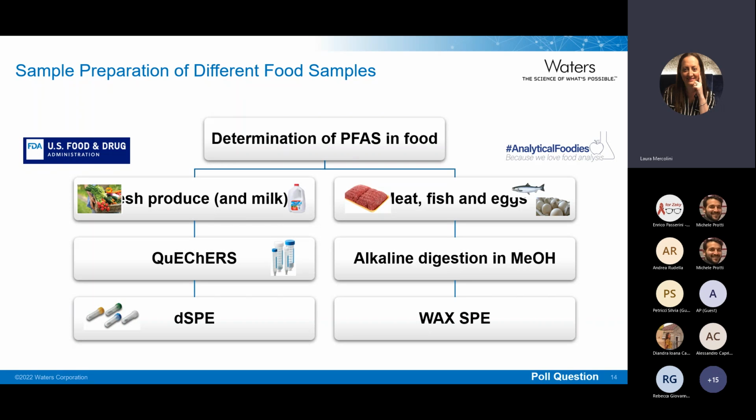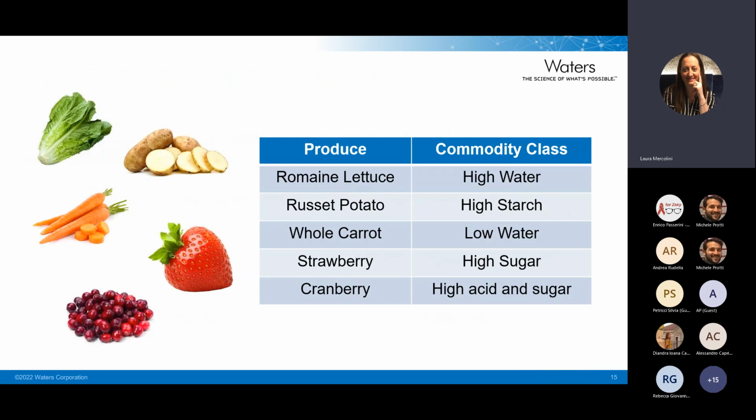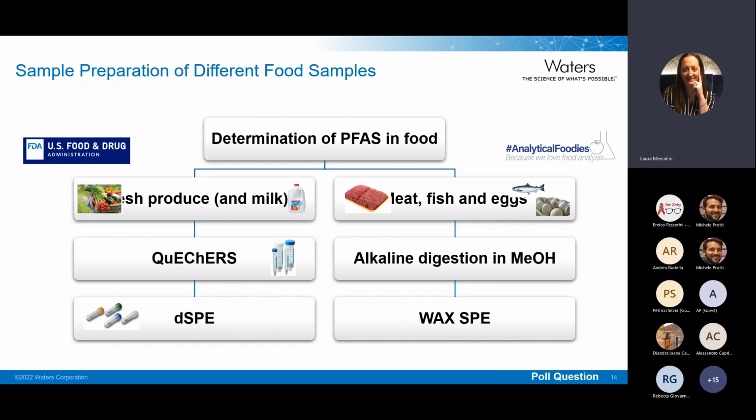To summarize, we split into different methods. For fresh products and milk, we use QuEChERS and dSPE, and for meat, fish, eggs, and other kinds of matrices with this kind of composition, we start with alkaline digestion in methanol, and we use SPE cartridges in order to purify.